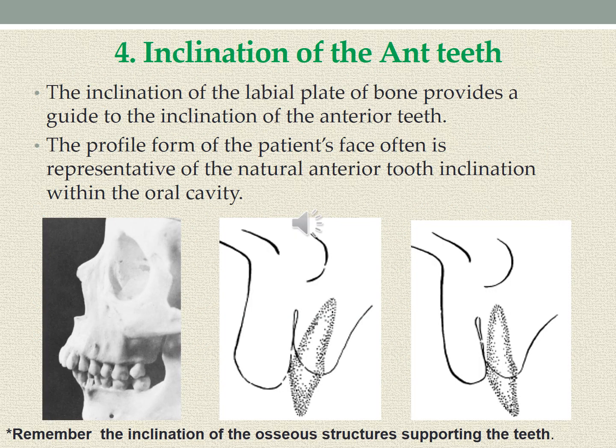The inclination of the anterior teeth during setting is affected by the inclination of the labial plate of bone. As we said before, usually teeth are parallel to the labial plate of bone, and also the profile form of the patient's face is usually representative of the natural anterior tooth inclination within the oral cavity. So patients with a concave profile have their teeth inclined differently than patients with a convex face profile.